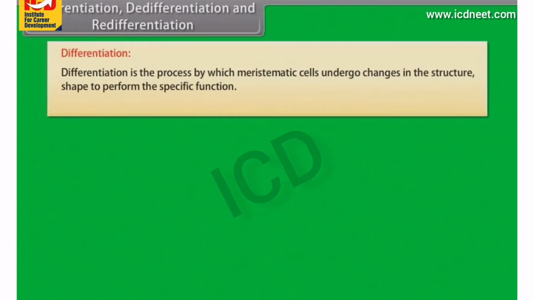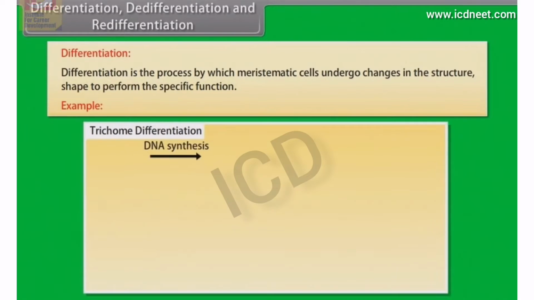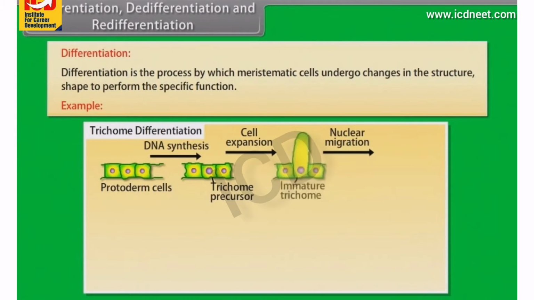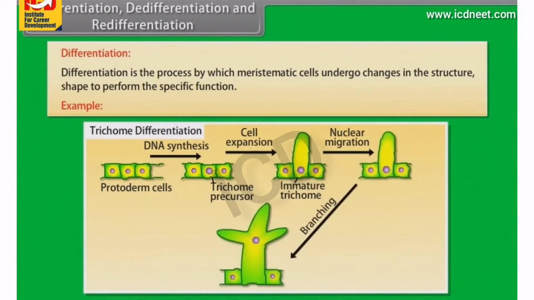Differentiation, dedifferentiation, and redifferentiation. Differentiation is the process by which meristematic cells undergo changes in the structure and shape to perform specific functions. For example, after the DNA synthesis of the protoderm cells, cell expansion takes place and it forms an immature trichome.